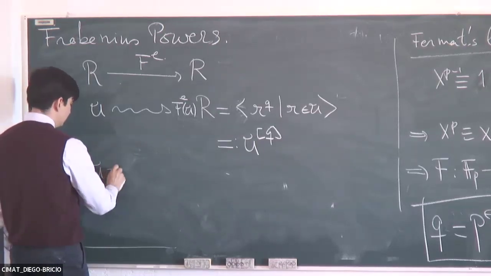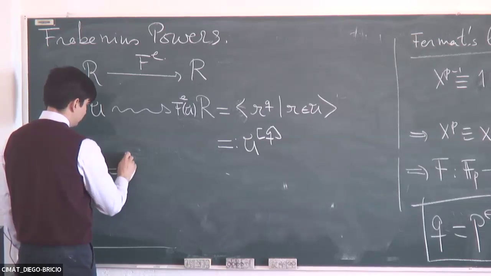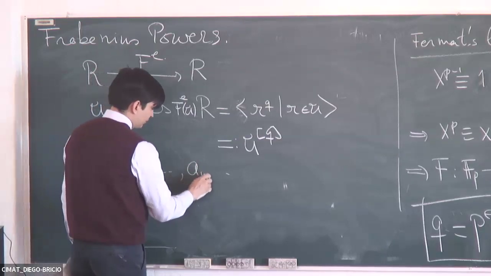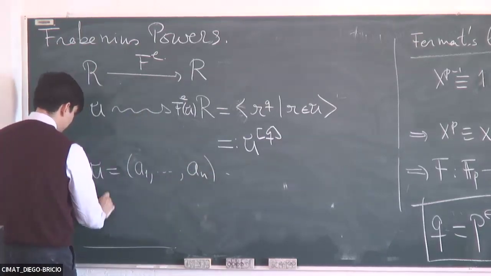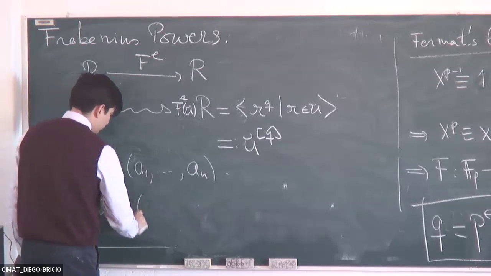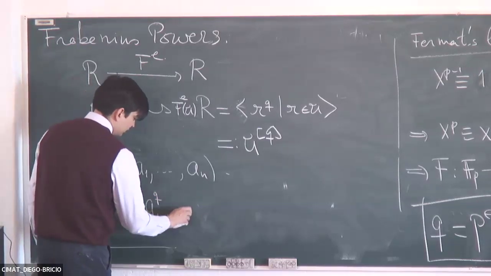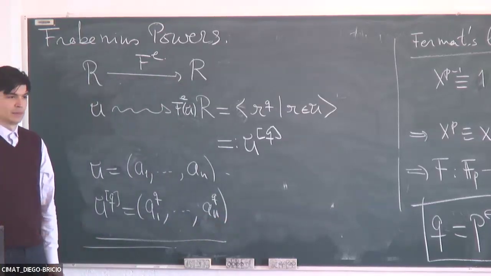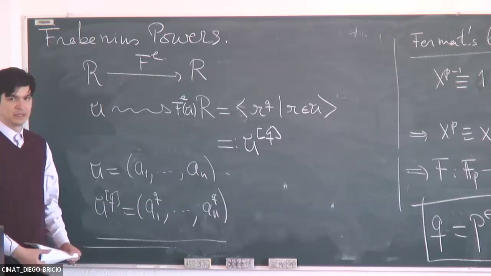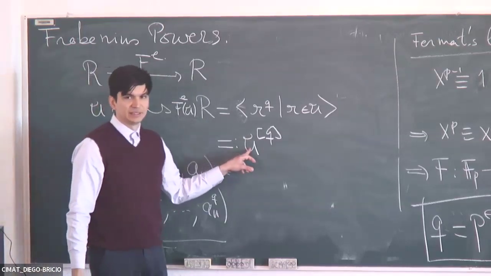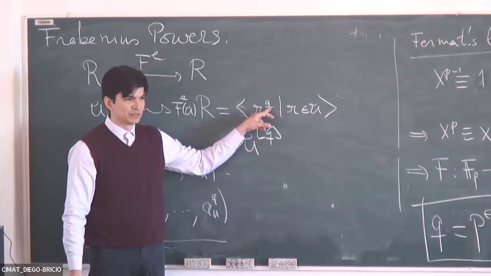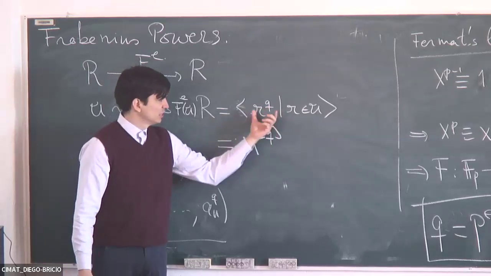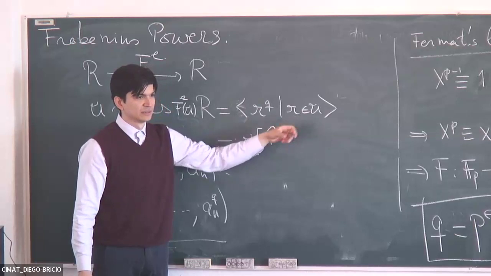This is easy to compute, right? If A is generated by, let's say, n elements, then A to the bracket q is generated by the q powers of the same set of generators. Also, don't make the mistake of thinking that this ideal is literally the set of q powers. It's generated by those, but if you just write this as a set, it's not an ideal.